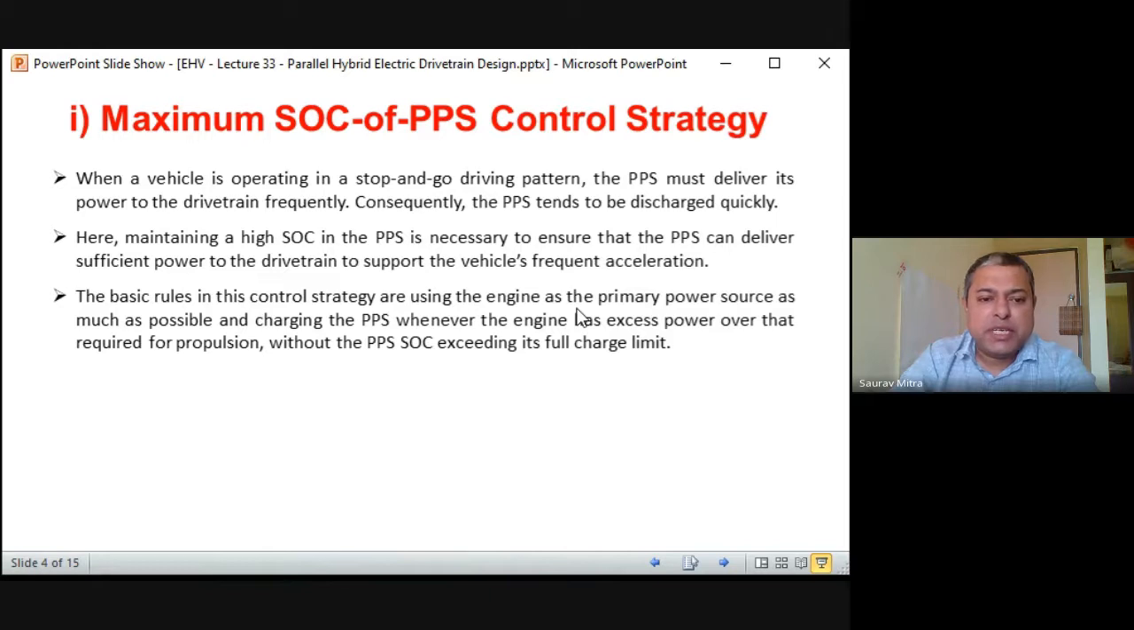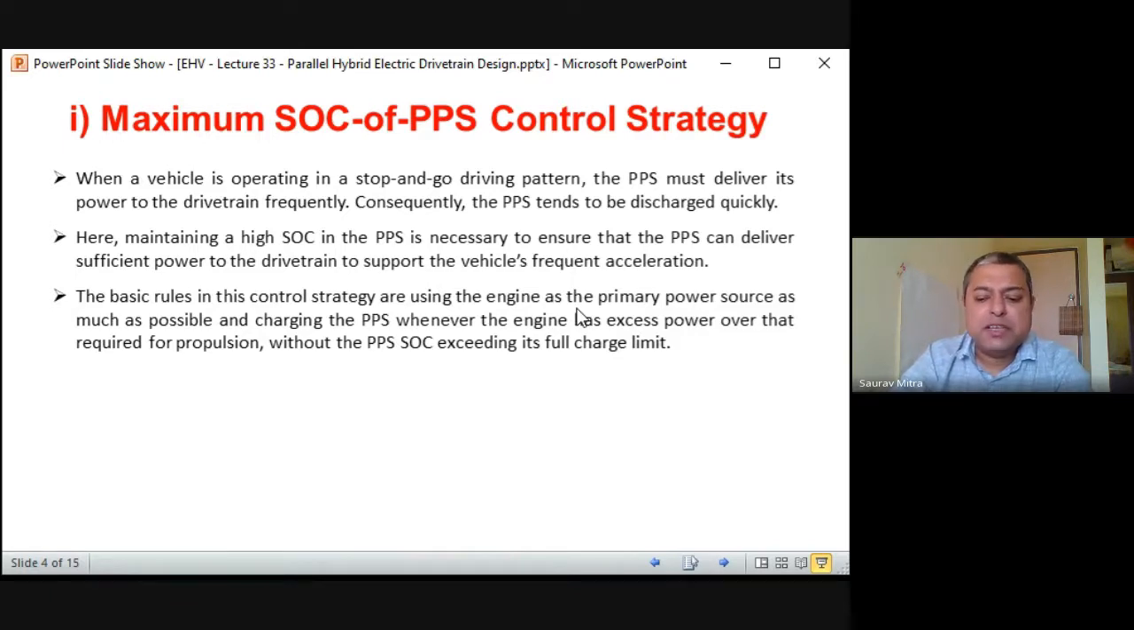The basic rule in the control strategy is to use the engine as the primary power source as much as possible. The engine should always be the base power source, and we should use the PPS as little as possible. Only when there is an extreme need should we use the PPS. Otherwise, all the power should be supplied by the main power source, that is the engine. So the strategy is to use the engine as much as possible and charge the PPS whenever the engine has excess power over what is required for propulsion.